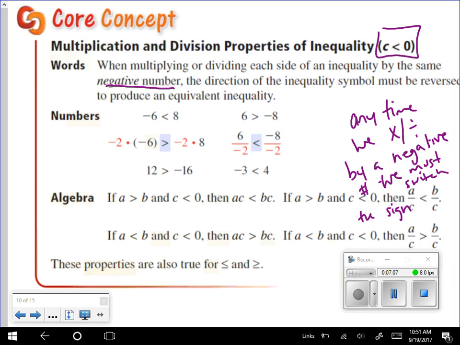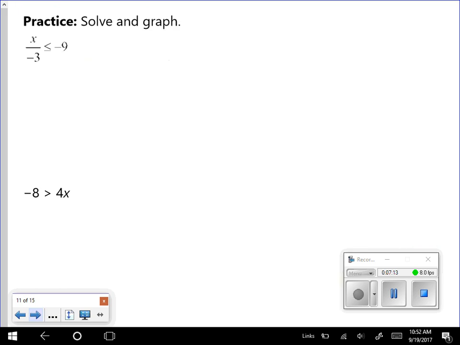Inequality sign. Okay, so that's the biggest piece to remember. So let's look at a couple examples of that. Okay, we have x divided by negative 3 is less than or equal to negative 9. So if I'm going to solve this, I want to get x alone. X is being divided by negative 3, so I'm going to multiply by negative 3 on both sides. Since I'm multiplying by a negative number, I need to flip my inequality symbol.